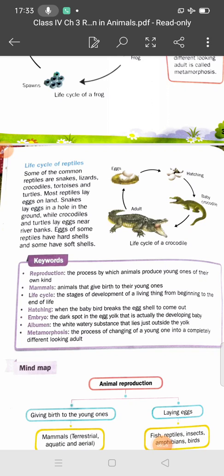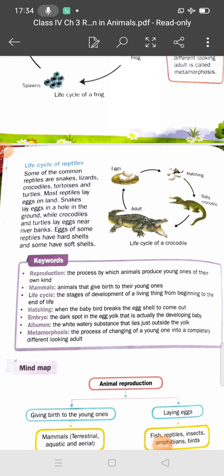You can underline, students, most reptiles lay eggs on land. The snake lays eggs in a hole in the ground. The crocodile and turtle lay eggs near the river bank. And the eggs of some reptiles have a hard shell and some have a soft shell.